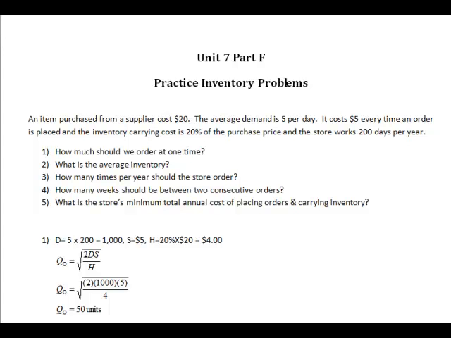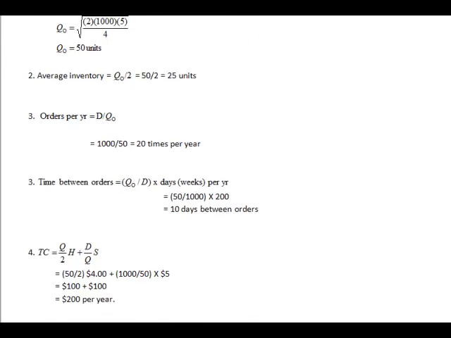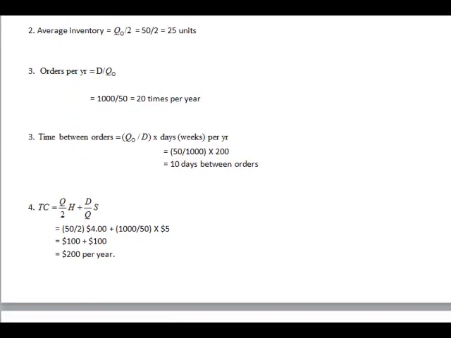Now the second thing we want to do is find the average inventory. We know that in the inventory cycle, we start off with some quantity, and we assume that we have a uniform demand rate in the economic order quantity, and that just as we hit 0, we get a new shipment in, and we go back up to that quantity. So the average value over that cycle is the economic order quantity divided by 2.